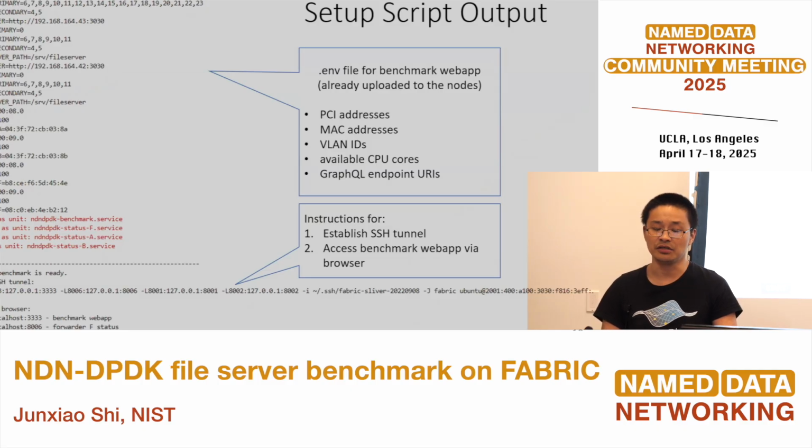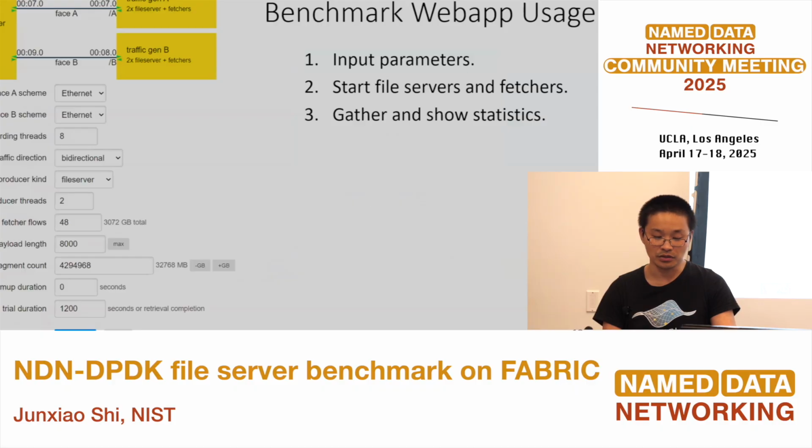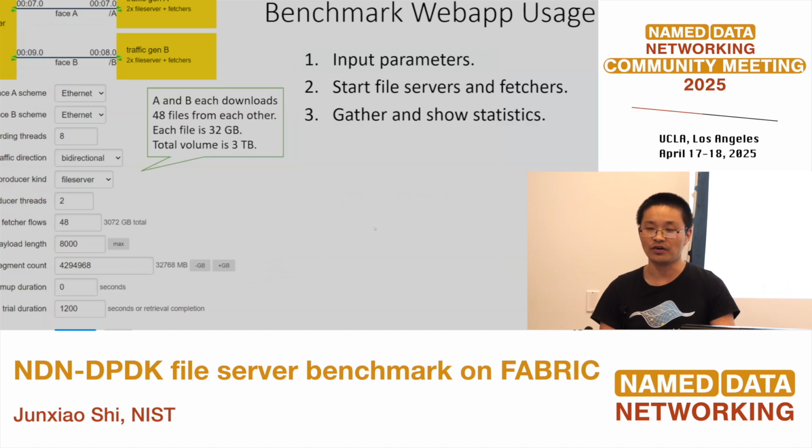This is the interface of the benchmark web application. It has a lot of parameters, but the important ones: here we chose to use 8 threads on the forwarder. We chose to have the file server as a producer, with 2 threads in the producer. We also pick that we want 48 files, each 32 gigabytes. This means the total transfer volume would be 3 terabytes in both directions. Then we press the start button.